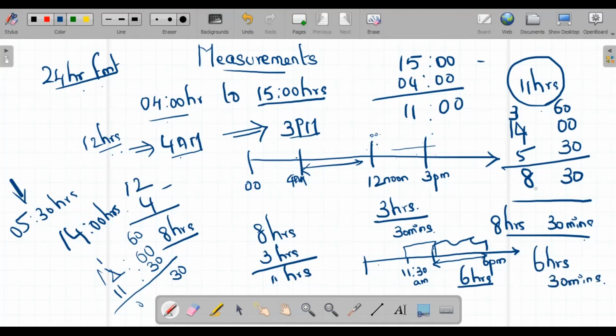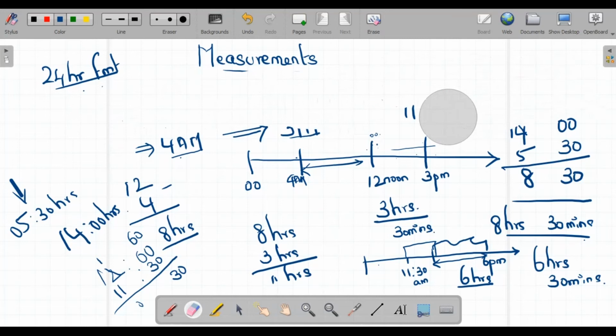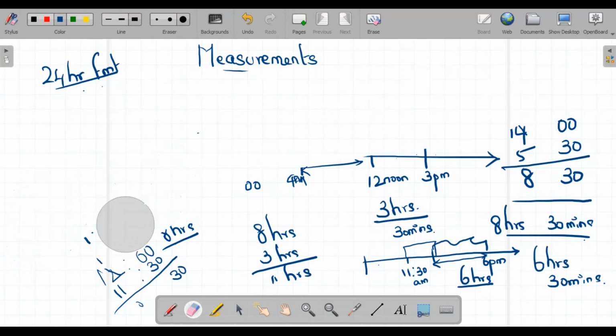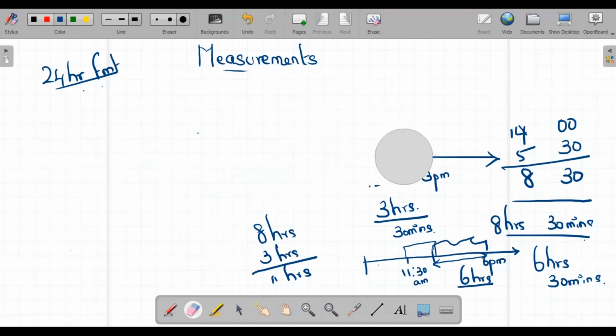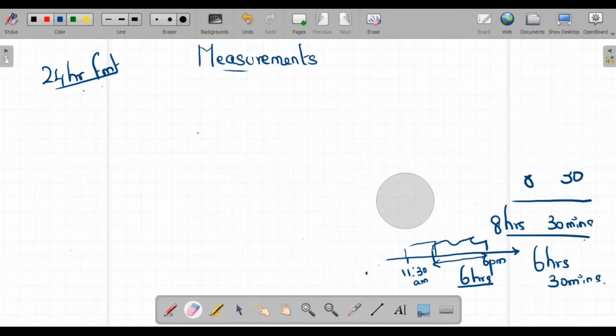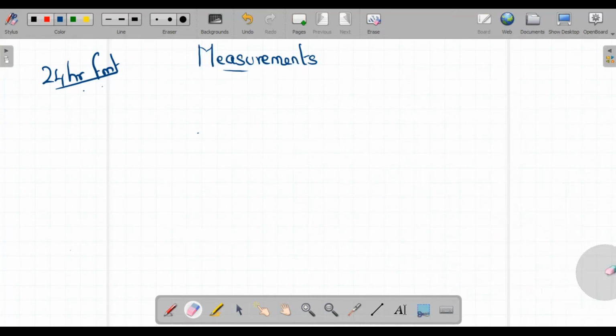Okay. Now let us again calculate the time for another example. Let us do it in 12-hour format because that involves a little bit more calculation. So let us calculate how much time has passed between, say for example, 7:20 a.m.